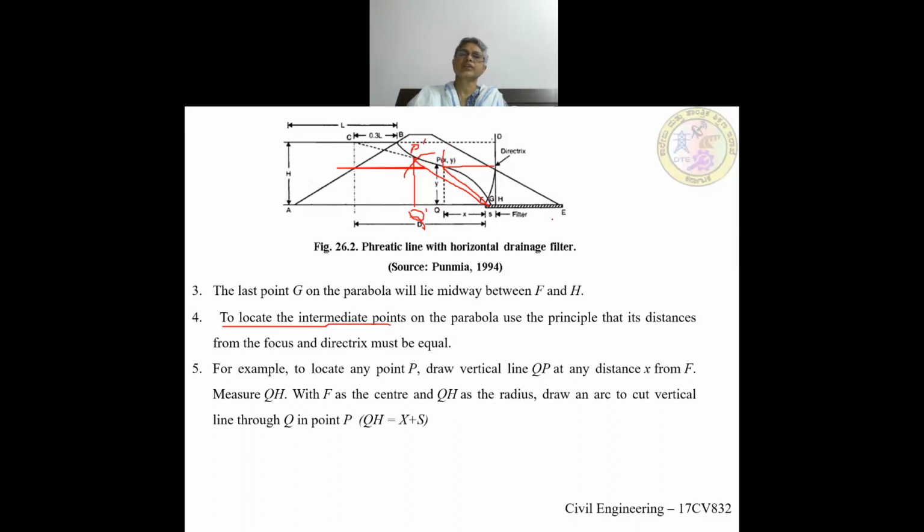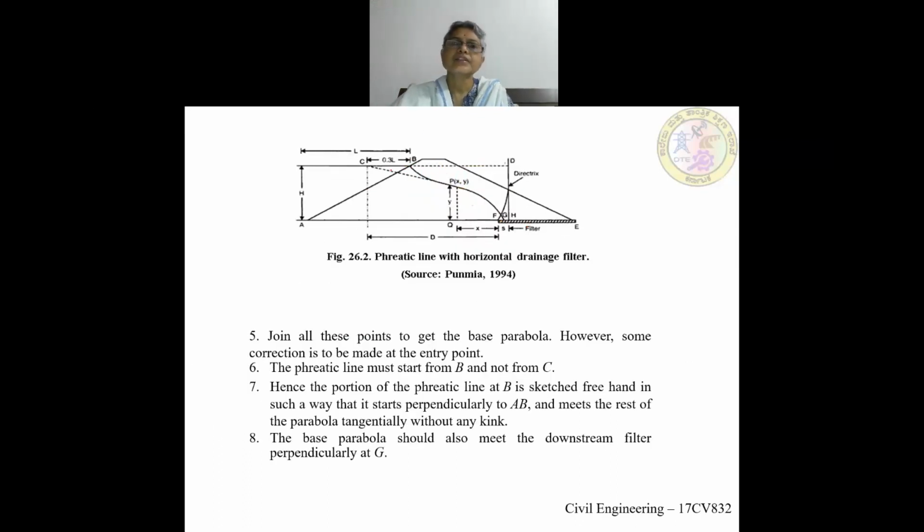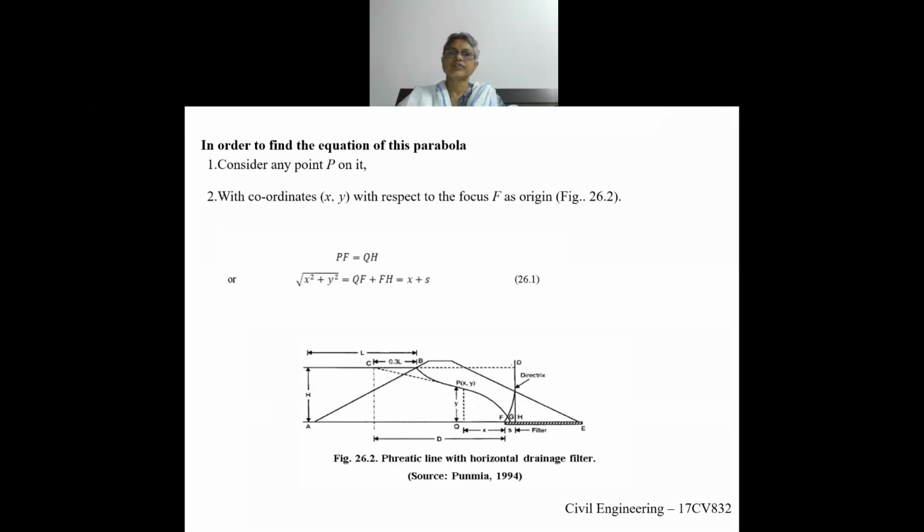So this is how you can continue. And since C is not the starting point of the phreatic line, the phreatic line should start from the point B. So you will get some points here like this, and this portion can be drawn by freehand so that there is no kink. So this is how you get the phreatic line. The parabola should meet, the last point should be G, and the starting point should be B. This is how we draw the phreatic line.